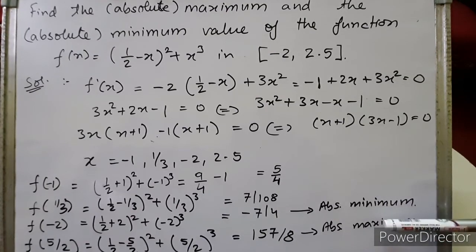So from the given four values, we can see which is the absolute minimum value and which is the absolute maximum value. This minus 7 by 4 will be the absolute minimum value, and the greatest value is 157 by 8, which is the absolute maximum value. Alright, so in this way we'll be calculating the absolute maximum and absolute minimum value. Note down the solution, please.